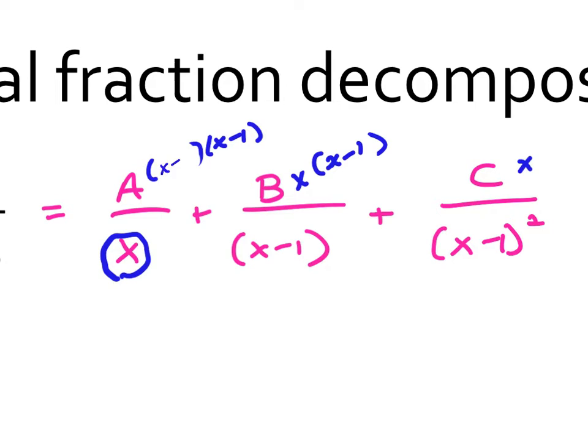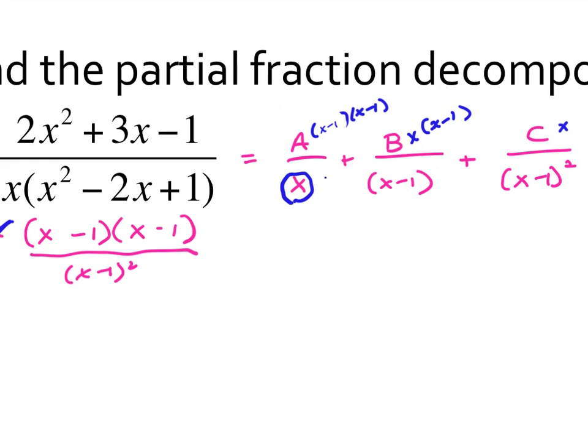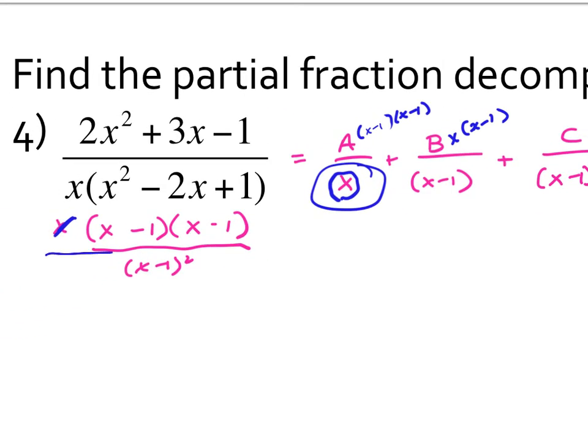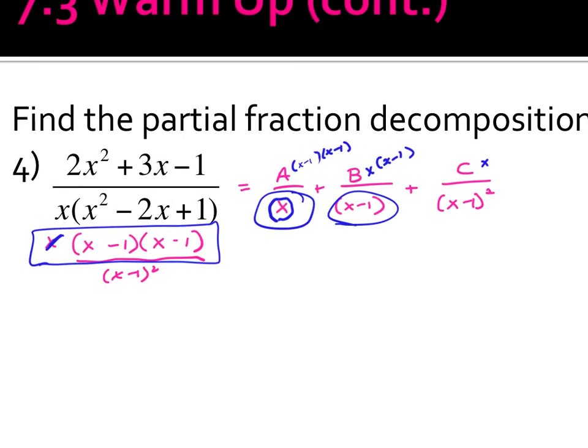So when I look at this, I'm comparing this to this. I have the x, I'm missing the x minus 1s. Does that make sense? And then go to b, look at this to that. I'm missing the x and the x minus 1. And then c, you're only missing the x. X minus 1 squared, because it's a repeated factor.